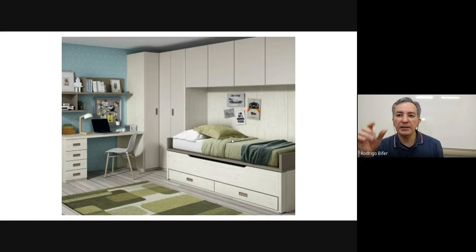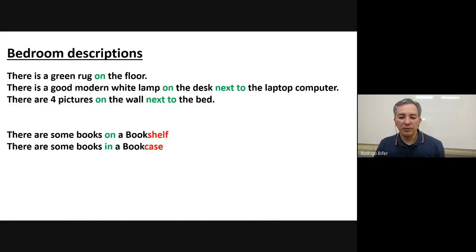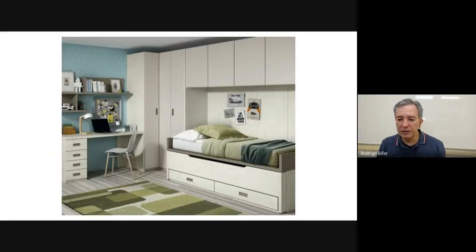If you look at the bed, next to the bed, there is a wall. And on the wall, you have some pictures, okay? So there are 4 pictures. I can see 4 pictures, okay? There are 4 pictures on the wall next to the bed, okay? There's a green rug on the floor. There is a good modern white lamp on the desk next to the laptop computer. There are 4 pictures on the wall next to the bed, okay? So I'm going to write a new sentence here, okay?